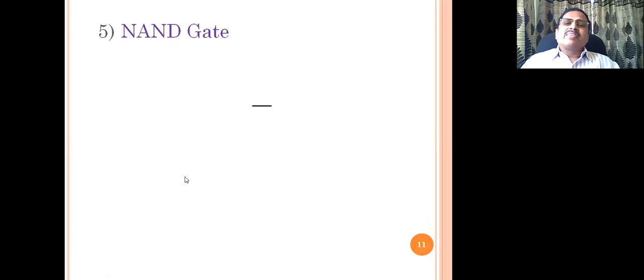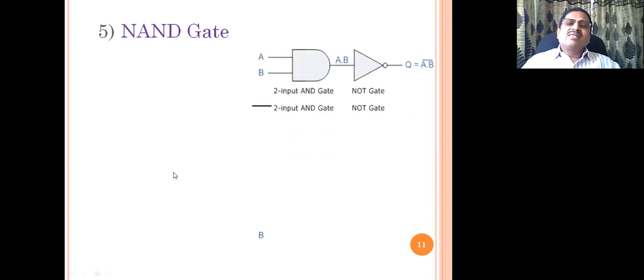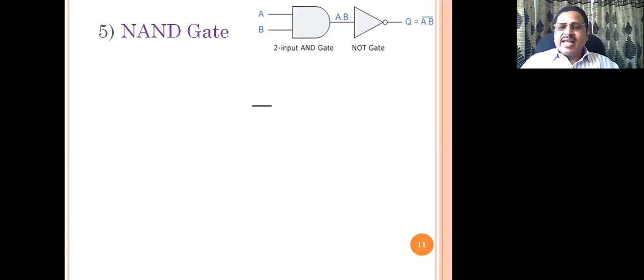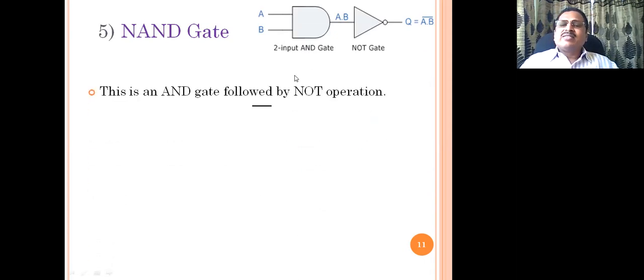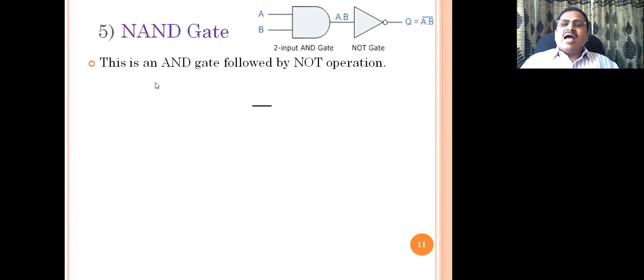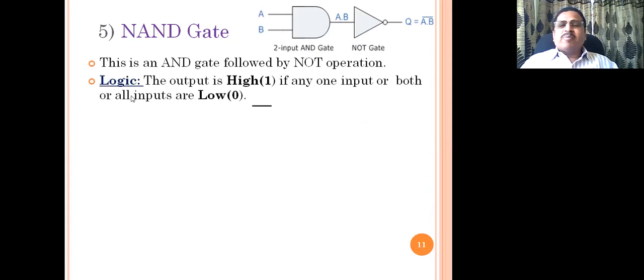Then the fifth type of logic gate, the NAND gate, is also a derived logic gate obtained with a combination of two gates: an AND gate followed by NOT will give the two input NAND gate. So this is a gate which has an AND gate followed by the NOT operation. Logic performed by the NAND is just the inversion of the logic of the AND operation. So the statement for the two input NAND gate will be: the output is high if one of the inputs or all inputs are at 0.